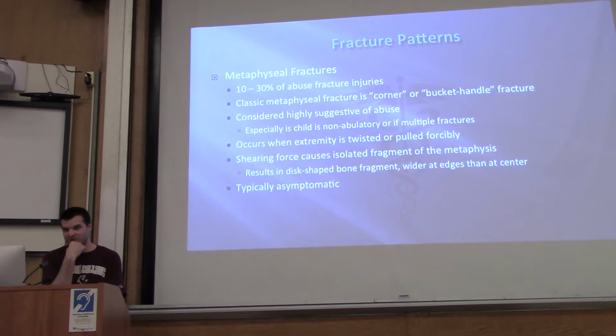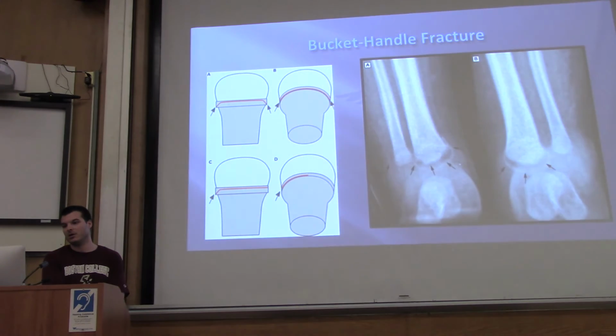And this is a twisting or forcibly pulling force, a lot of twisting the arm, twisting the legs, yanking on an extremity. And it gives you an isolated fracture of the metaphysis, resulting in this bone fragment. Many of these are asymptomatic. They won't have enough pain that they won't be using their arm or won't be walking around. They might not even have point tenderness, depending on how old it is.